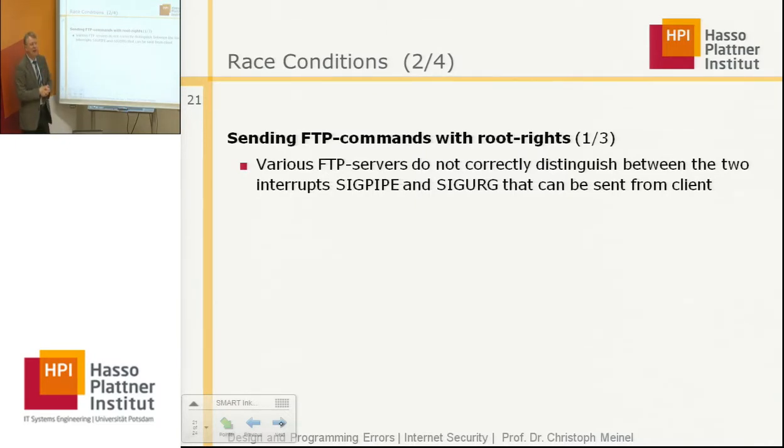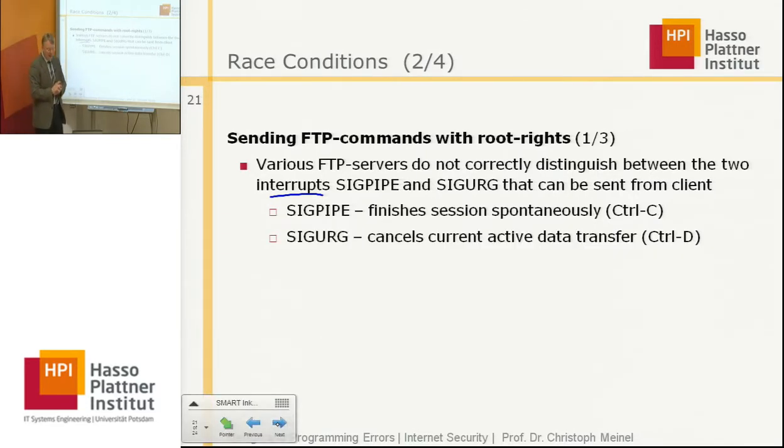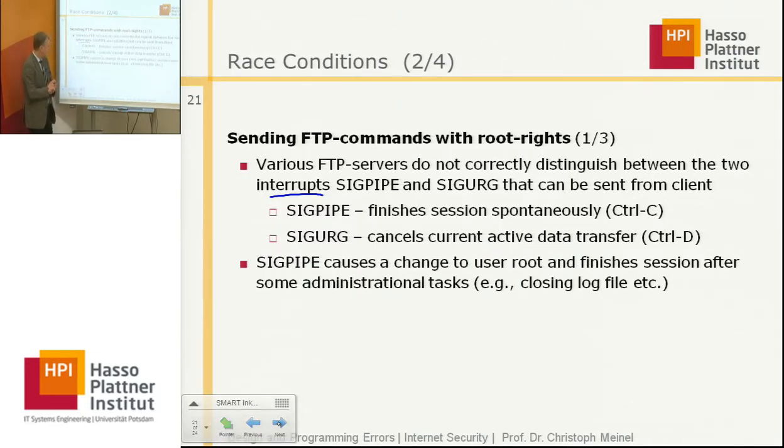The reason why this works is that various FTP servers do not correctly distinguish between two interrupts, between the interrupt SIGPIPE and the interrupt SIGURG, which may be sent from the client. The SIGPIPE command finishes a session spontaneously. That's Control-C. And the SIGURG command cancels the current active data transfer. That's the Control-D command.